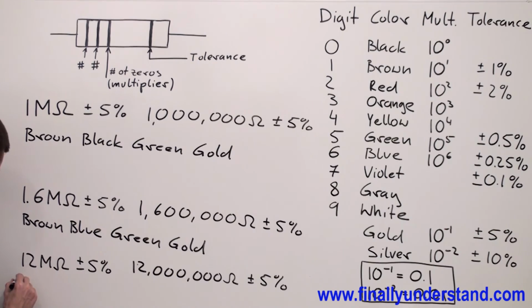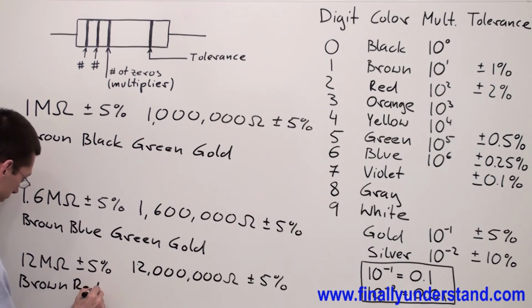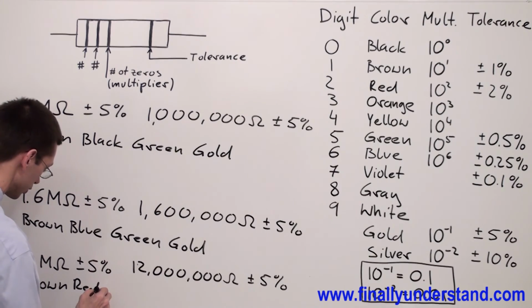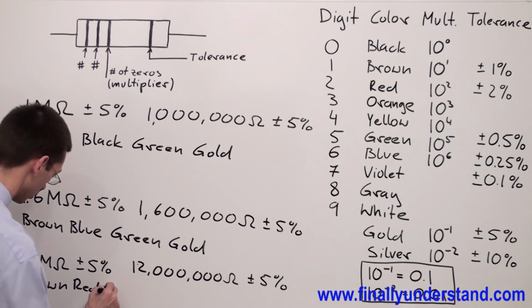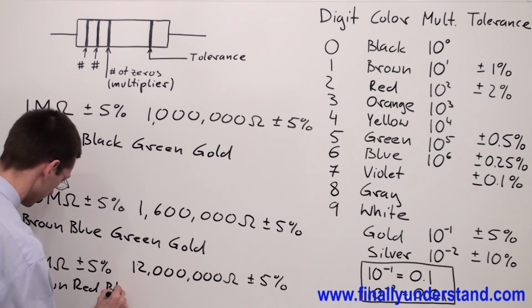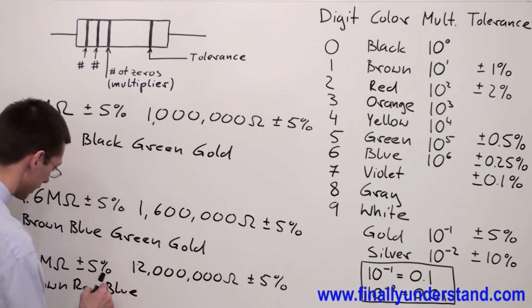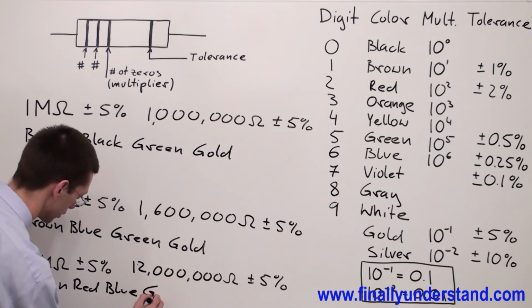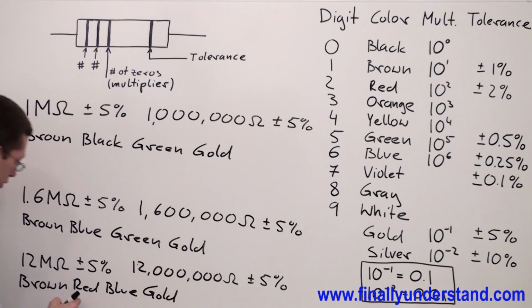1 is brown. 2 is red. How many zeros do I have? 6 zeros. 6 represents color blue. And the tolerance is 5%, which is gold. This is the color code for this resistor.